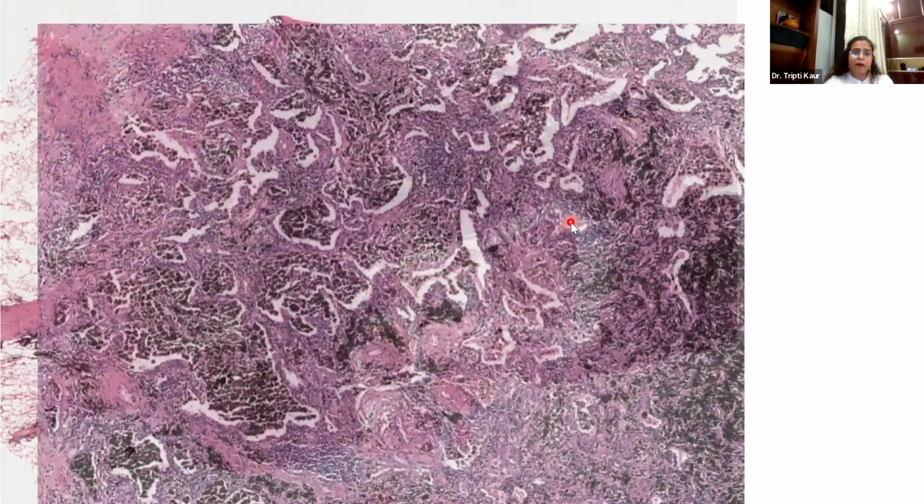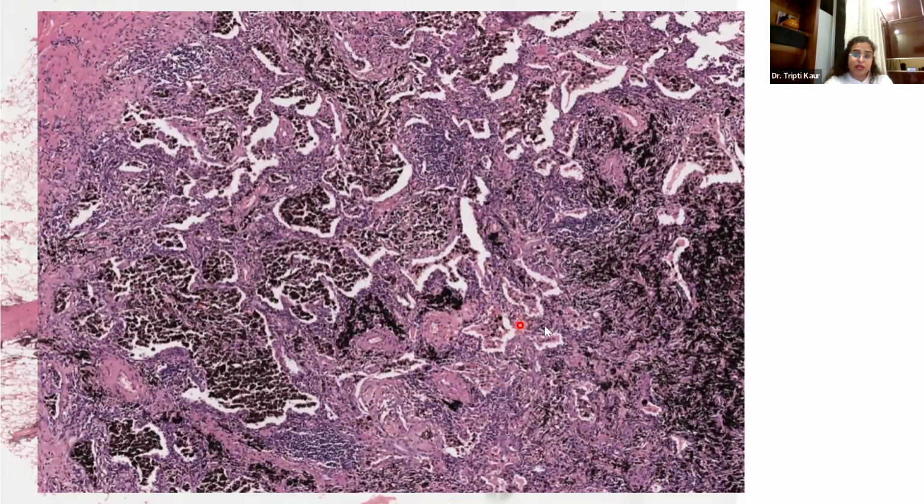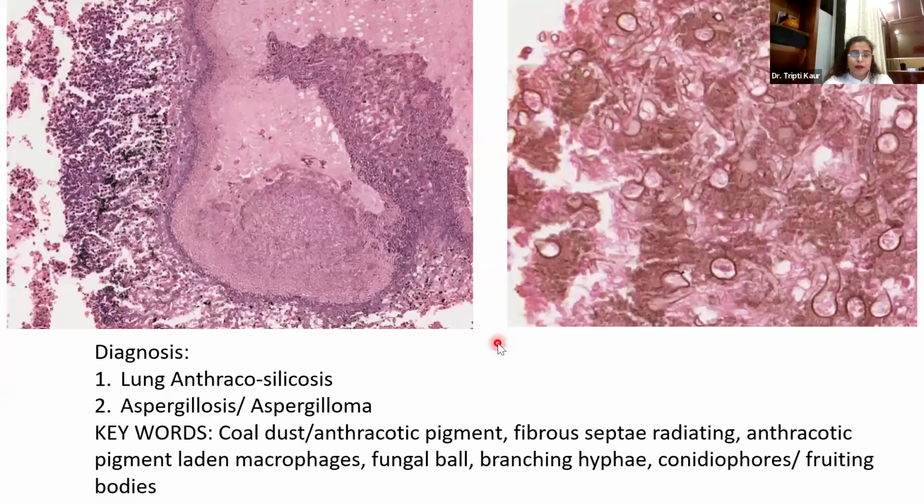And if you go on the high power, you can see this anthracotic pigment. It is actually black in color. The lumen of the bronchiole is showing fungal hyphae. And what are these? These are conidiophores, or we call them fruiting bodies. So this is a case of lung anthracosilicosis with an aspergilloma or aspergillosis.